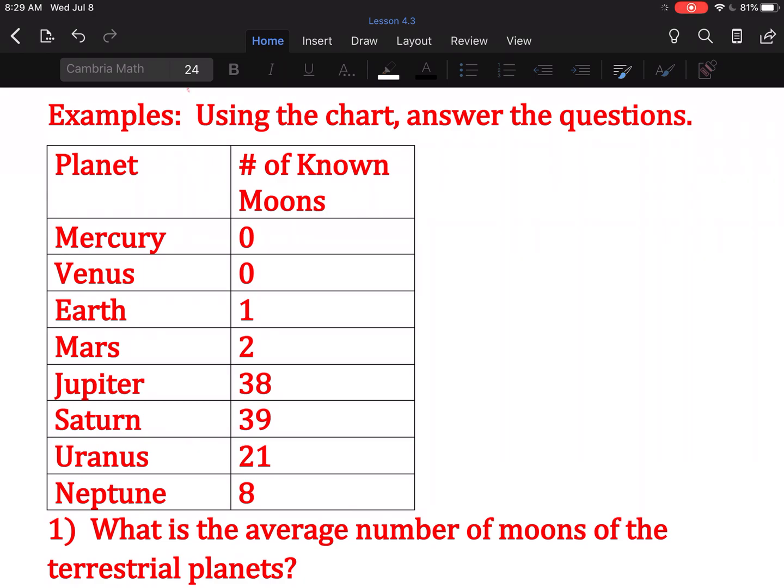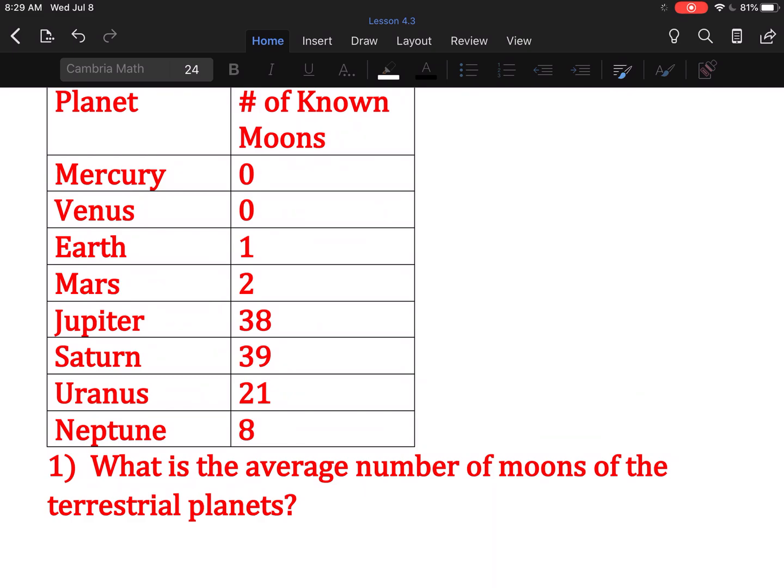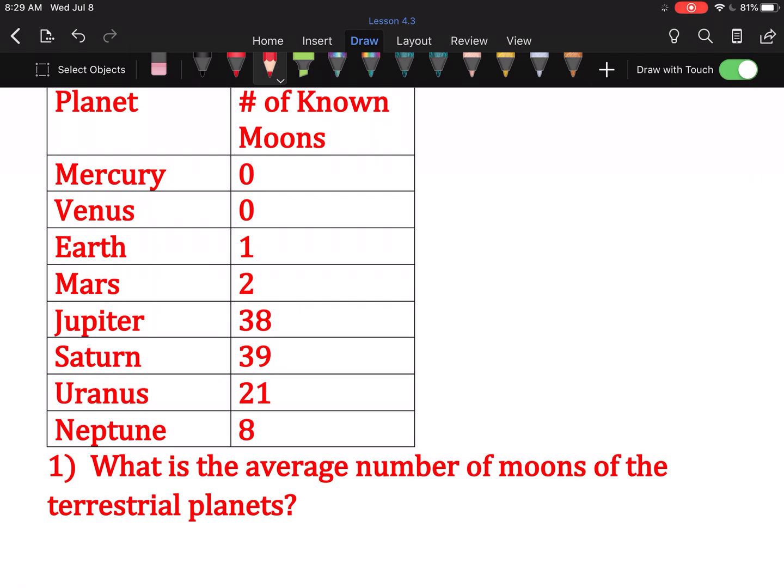So first question is, what is the average number of moons of the terrestrial planets? The terrestrial planets are the inner rocky planets. So that is these 4. These are terrestrial. And these outer 4 are the gas giants. So the terrestrial planets are Mercury, Venus, Earth, and Mars. How many moons do they have combined? 3. What is the number of numbers I just added to get that? 4. I added Mercury's 0, Venus's 0, Earth's 1, and Mars's 2. So what's the average number of moons per terrestrial planet? Well, 3/4 is 0.75.